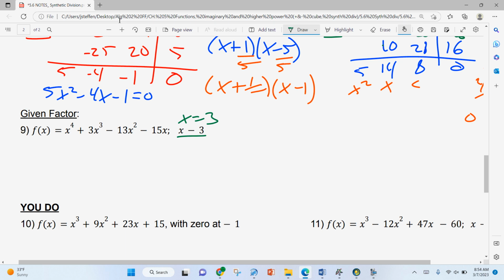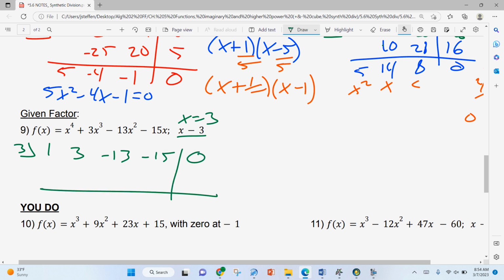In one of these examples, we have 3. We have 1, 3, negative 13. So this is a tricky one. 1, 3, negative 13, negative 15, but we also need a 0. Remember, all the exponents need to be counted for. The 4, 3, 2, 1, we still need the 0.